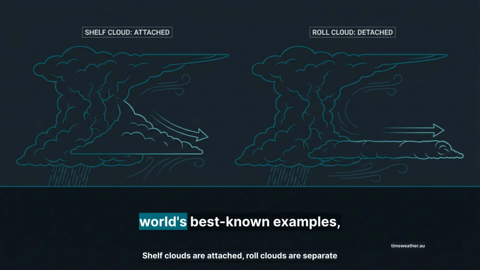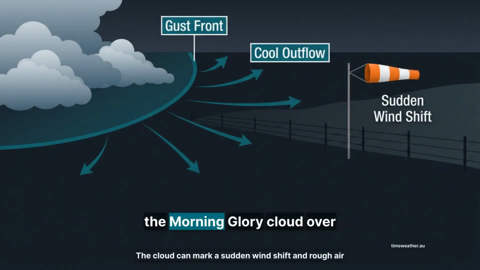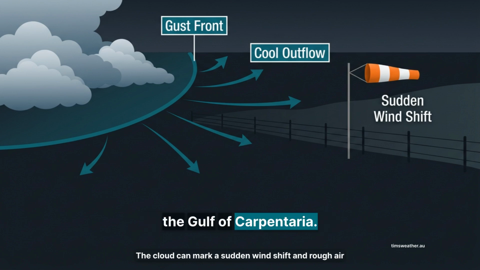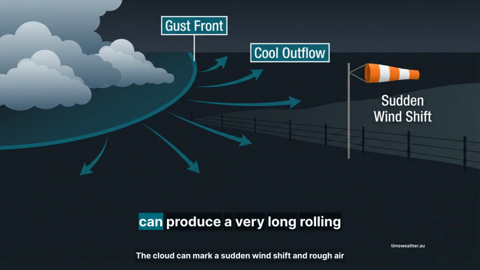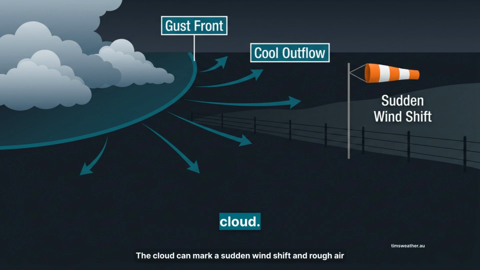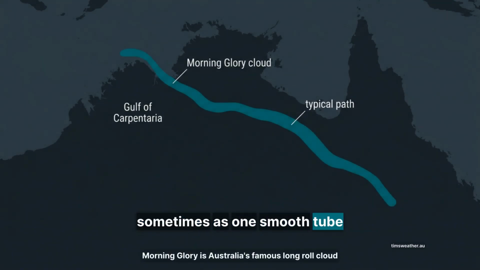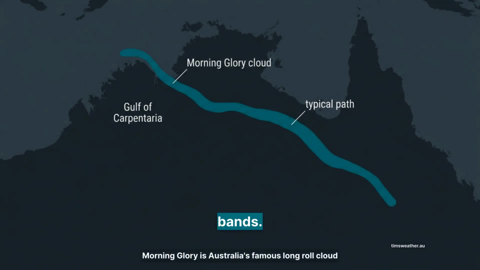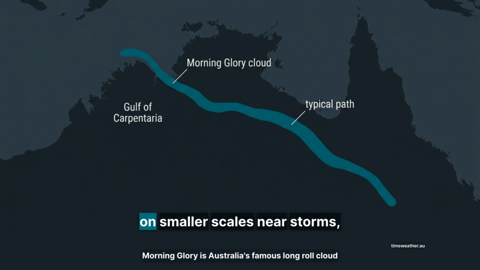Australia has one of the world's best-known examples, the morning glory cloud over the Gulf of Carpentaria. Around places like Burketown, the right mix of sea breeze convergence, stable lower air and travelling waves can produce a very long rolling cloud, sometimes as one smooth tube and sometimes as several bands. Similar processes can happen on smaller scales near storms, cold fronts and coastal breeze lines.